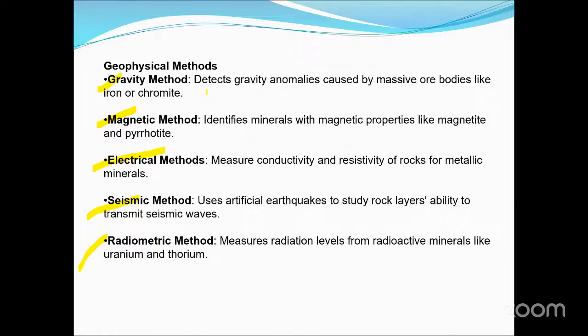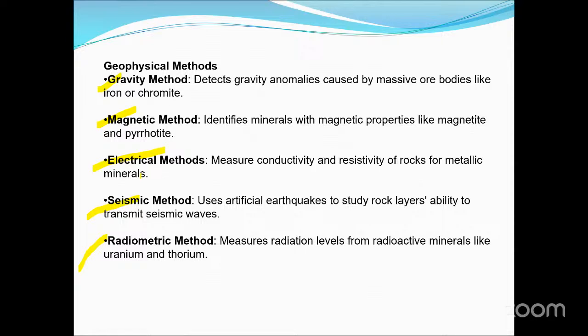And the magnetic method identifies minerals with magnetic properties like magnetite and pyrrhotite. For the exploration of these ore deposits, the magnetic methods are normally used to identify magnetite and pyrrhotite, minerals with magnetic properties.